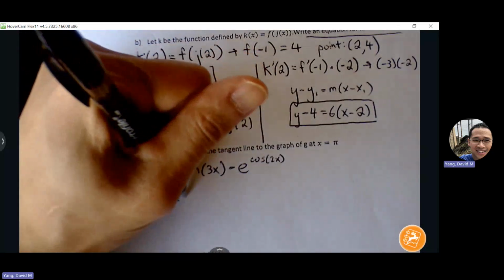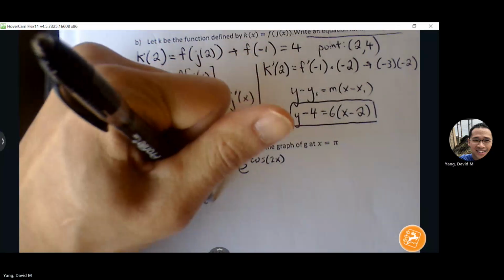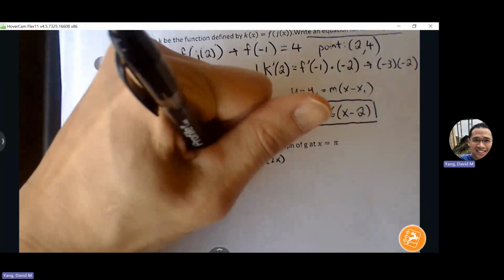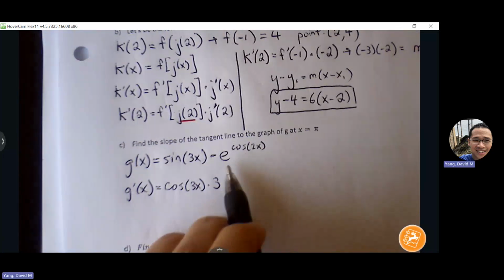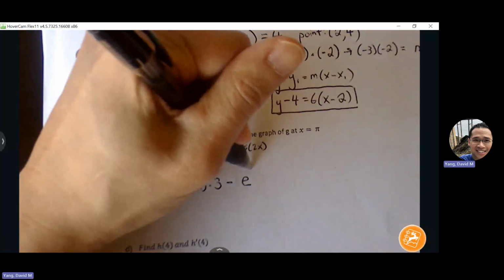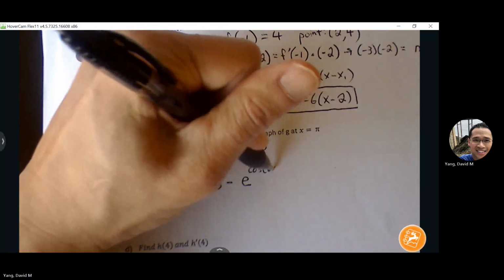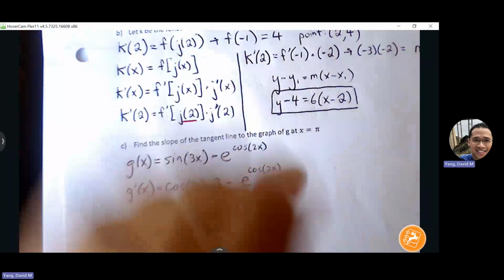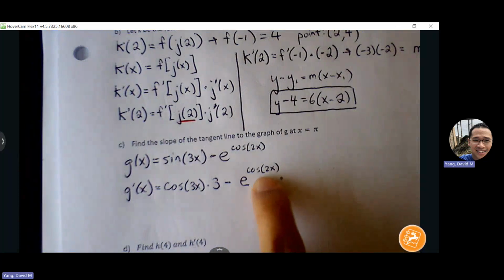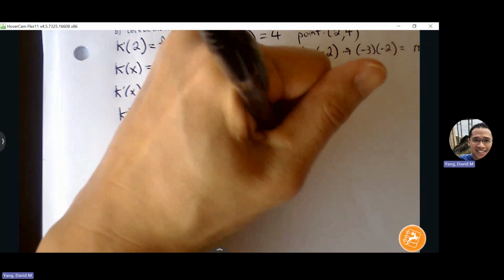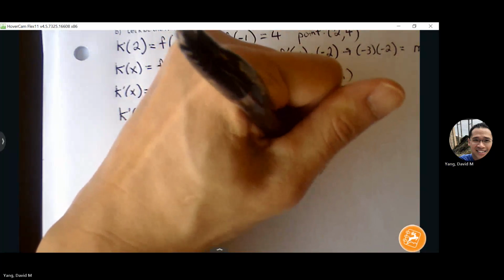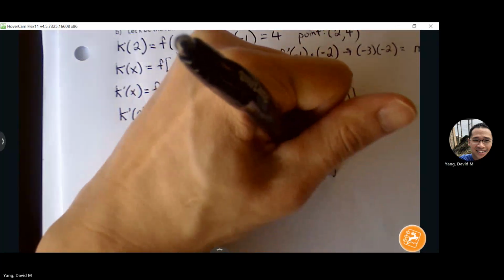Sine of u, you guys said it, cosine of u times u prime. Okay. And the derivative for e to the u is e to the u times u prime. And u prime is whatever the exponent's derivative is, right? And we said the cosine's derivative is negative sine of u. g prime.